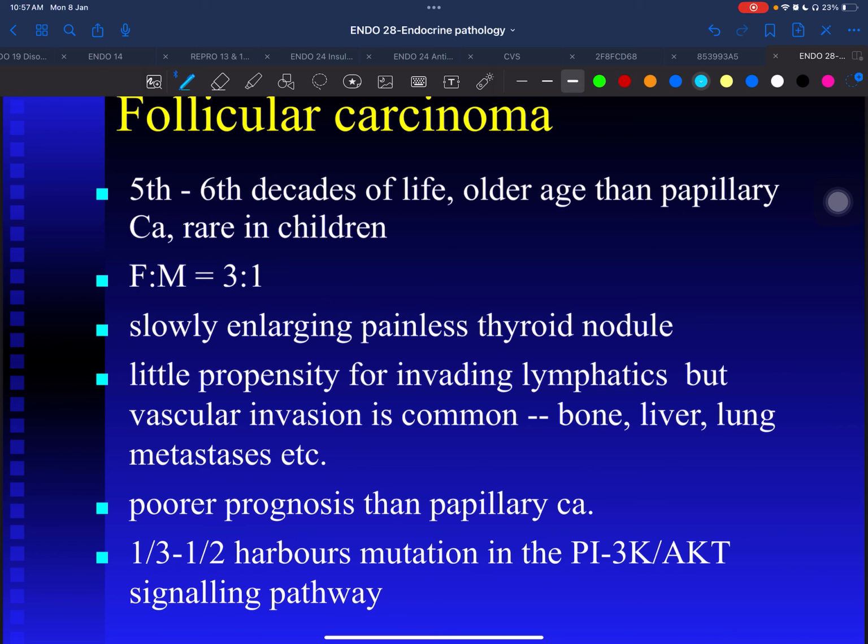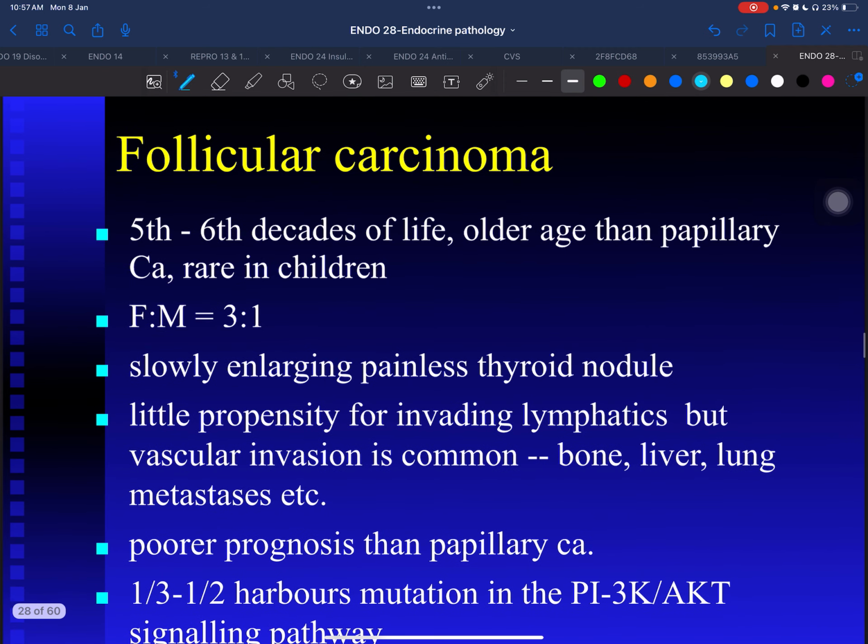Okay, follicular carcinoma. This one is elder age group, 5th to 6th decades of life. Older age than papillary, rare in children, again female, 3 to 1. This one is a slowly enlarging painless thyroid nodule, and dia tak masuk lymphatic, tapi dia terus masuk blood. Dia terus masuk blood pergi mana? Bone, liver, lung. They metastasize very fast. And the prognosis is poorer than papillary carcinoma.